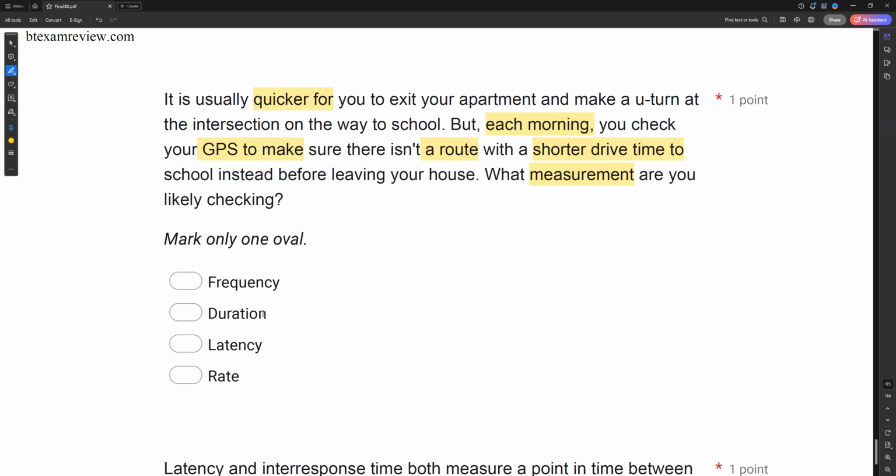So the measurement we're likely checking is duration. We want to know what's the shortest drive time to school. What duration is it going to be for us to drive on these routes? Because we're going to pick the shorter duration.